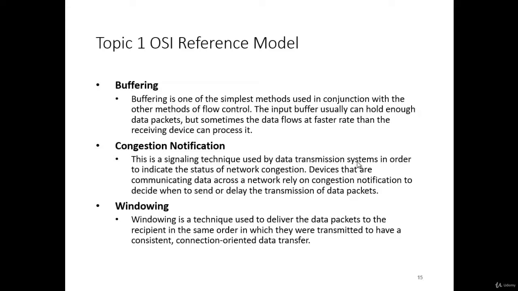This is a signaling technique used by data transmission systems in order to indicate the status of network congestion. Devices that are communicating data across a network rely on congestion notification to decide when to send or delay the transmission of data packets. Windowing. Windowing is a technique used to deliver the data packets to the recipient in the same order in which they were transmitted to have a consistent connection-oriented data transfer.